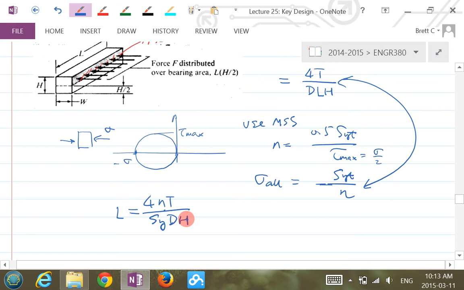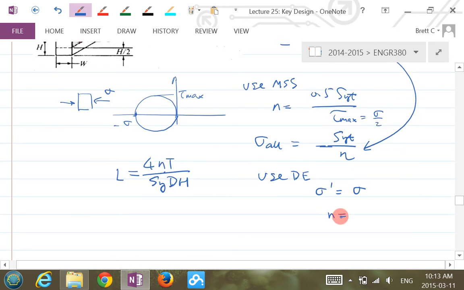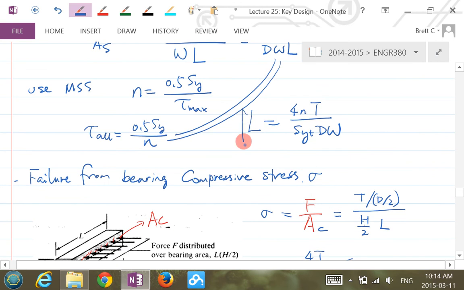Is that good? Now, if you don't want to use MSS, you can also use the von Mises stress, the DE energy theory. You actually end up with the same thing here. If you use DE, your sigma prime is the same as sigma. You plug in the numbers, same as sigma. Then n equals Sy over sigma prime, and it turned out to be the same results. So I got two equations for L: one for shear stress design, the other for bearing stress design.